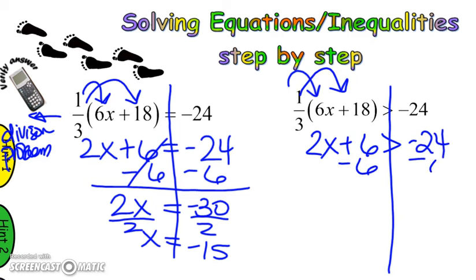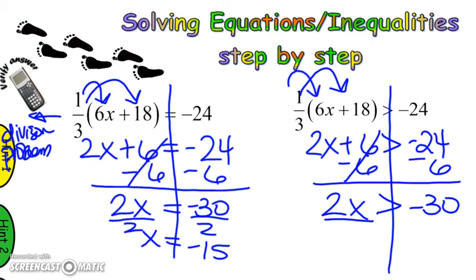Take the inverse of positive 6 on both sides. You're left with 2x is greater than negative 30. Divide by 2 on both sides, and you know that x is going to be greater than negative 15. That means negative 14 works, negative 8 works. It also means that negative 16 would not work. And we'll talk about graphing these in just a minute.